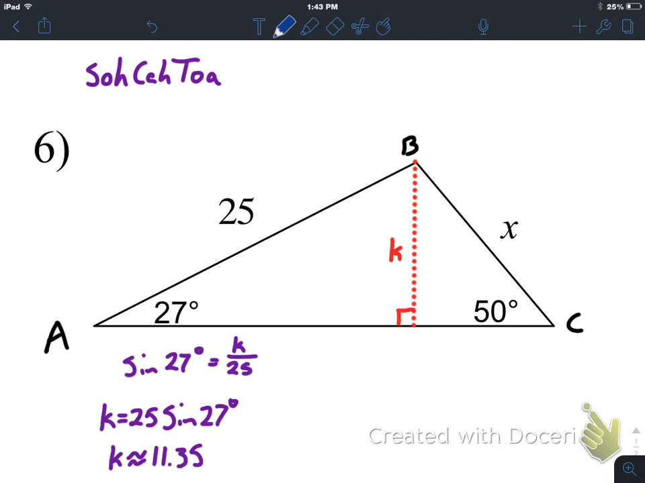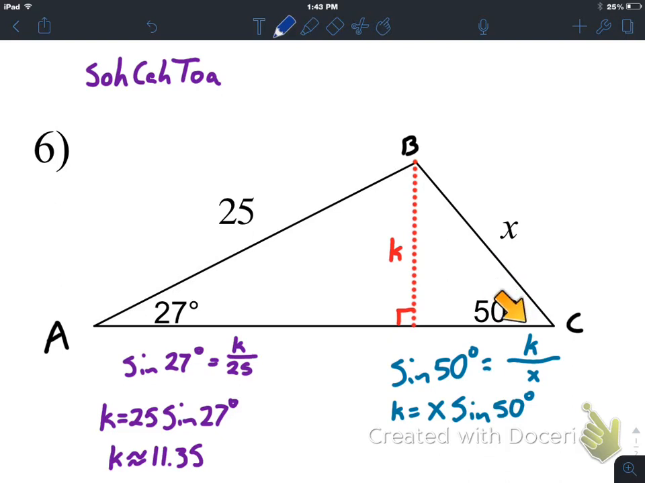So now we need to find x. To do that, I can set up another problem where it's sine of 50 degrees. I now know what k is over x. So I've rewritten this equation. K equals x times sine of 50. What I could do is just substitute in 25 sine of 27 degrees for k.